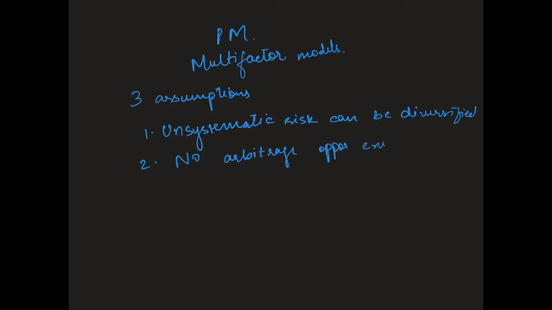Second is no arbitrage opportunities exist. So the APT model has these assumptions. The APT model says that whenever there's an arbitrage opportunity in the market, the investors are going to invest so heavily in it that the prices would immediately go towards their equilibrium.